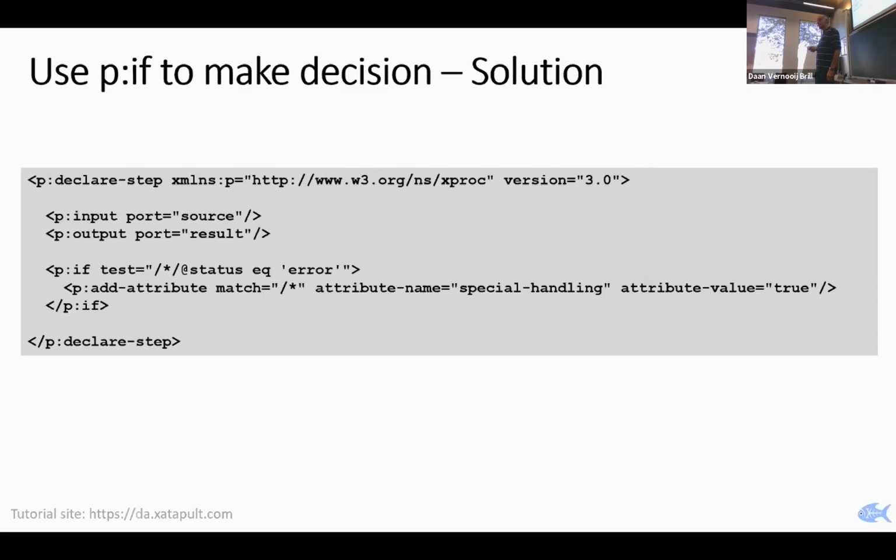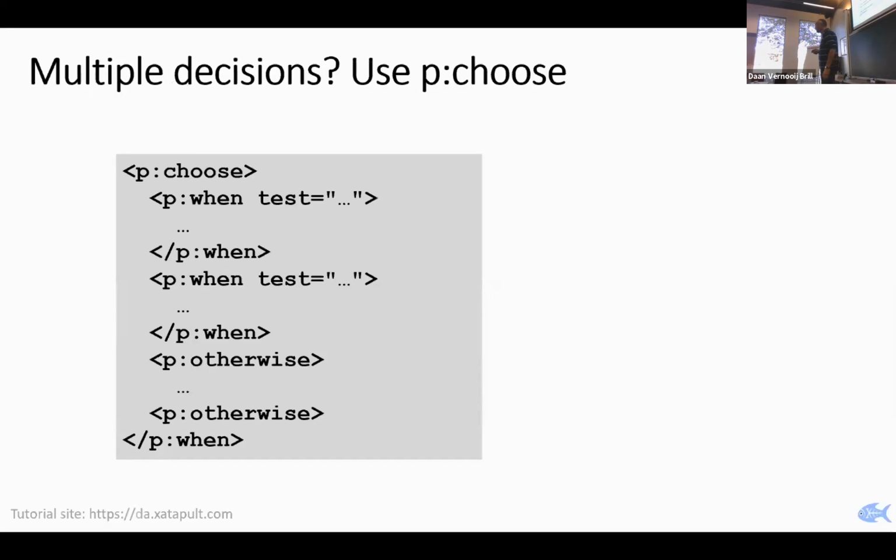Given the p:if, it's no surprise that we also have a multiple decision tree, as I already told you, the p:choose. It looks like this. Actually, that's all. I'm not going to tell you more about it, and if you want to try it, just try it.